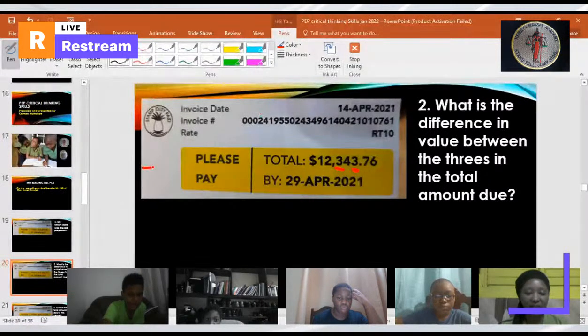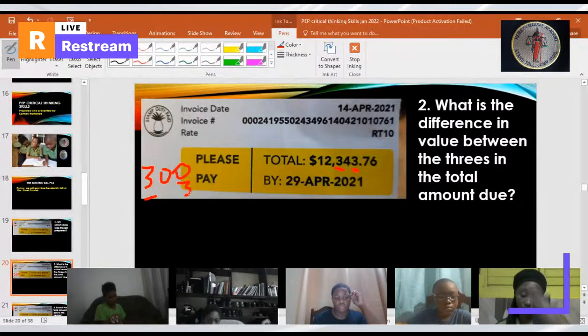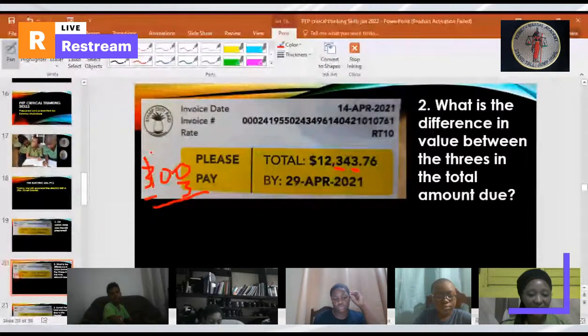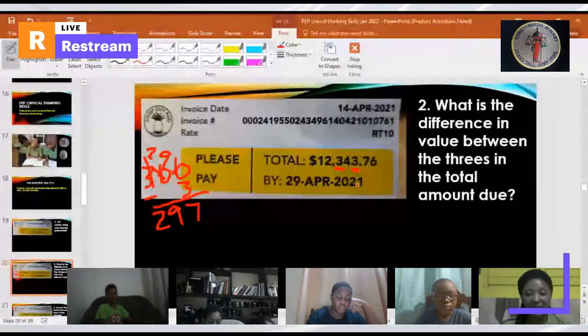So now we need to subtract. So it's 300 minus 3, and that gives 297. So when we're asked to find the difference between two quantities, we're asked to subtract. And it is the face value times the place value. So they are both the same digits, but they're in different places. This 3 is in the ones place, so it's just 3. This is in the hundreds place, so it's 300.